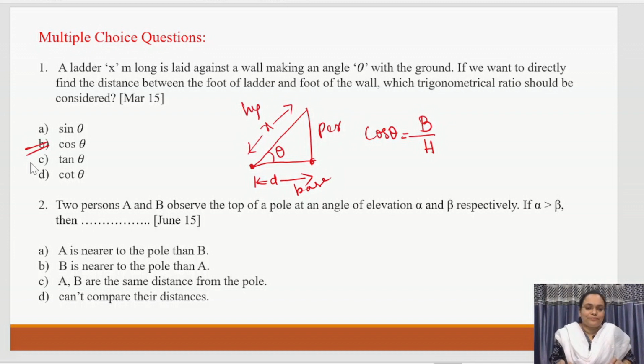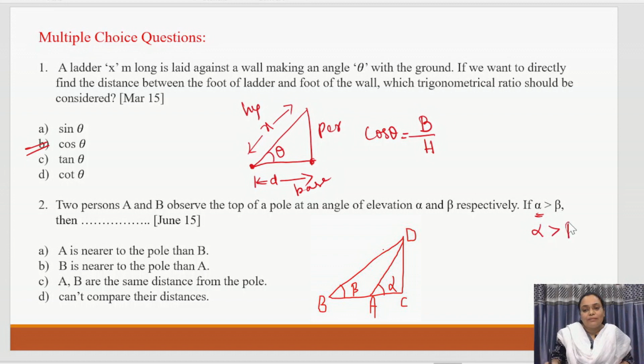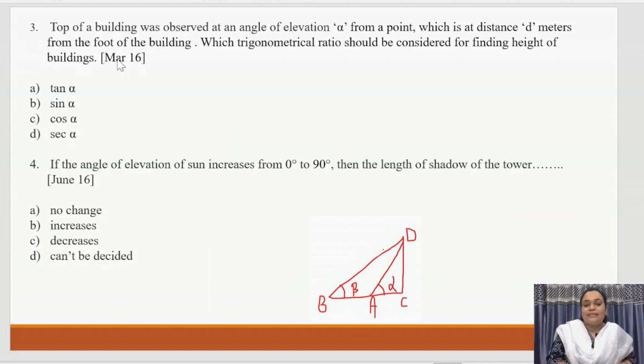So which is B. Next question is, two persons A and B observe the top of a pole at an angle of elevation alpha and beta respectively. We can say that A is nearer to the pole because alpha is greater than beta. When we are closer to the object, the angle increases. If we are far away from the object, the angle decreases, right? In this case, alpha is the greater angle, so A should be nearer to the pole than B. Let's see the next one.